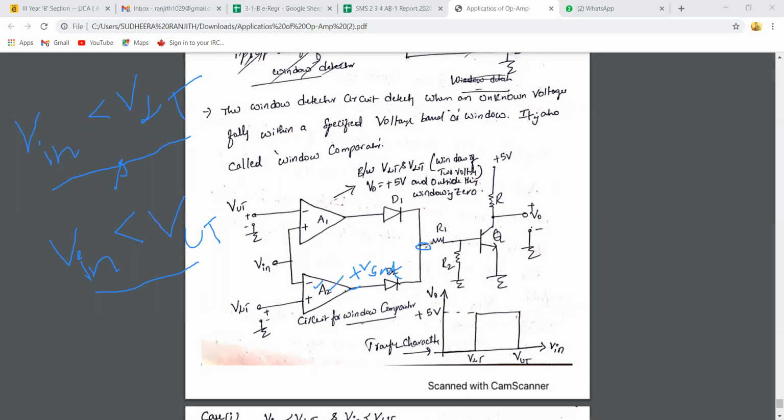What is the voltage at this point when D1 is reverse bias and D2 is forward bias? Right. Plus VSAT. Then what is the voltage across this R2? R2 by R1 plus R2 into plus VSAT, isn't it?